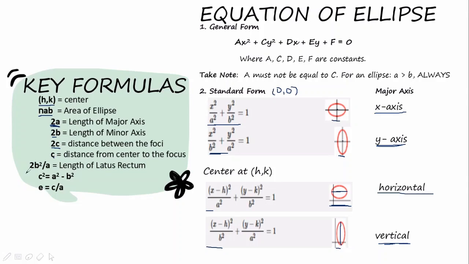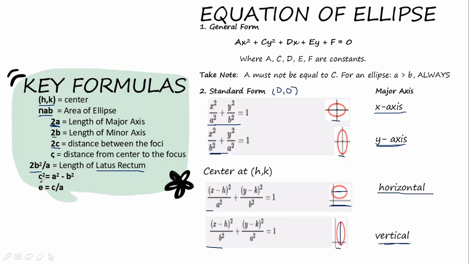Then another is in finding the length of the latus rectum. Again, when we say latus rectum, this is the chord that passes through the foci which is perpendicular to the major axis, and we have the formula 2b squared all over a.